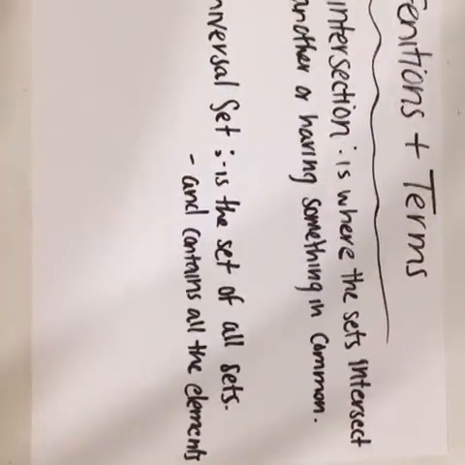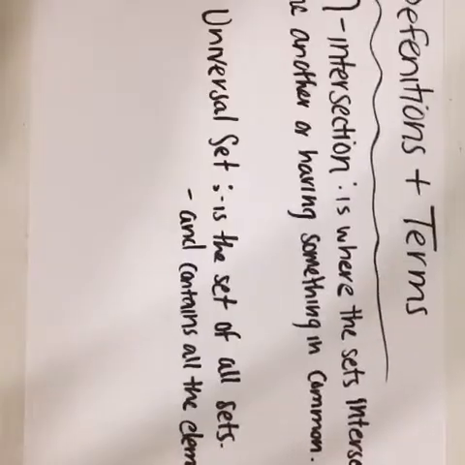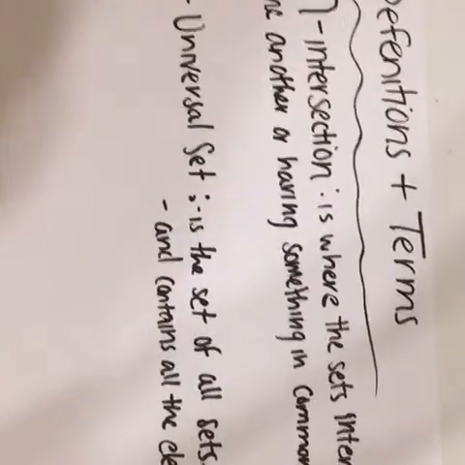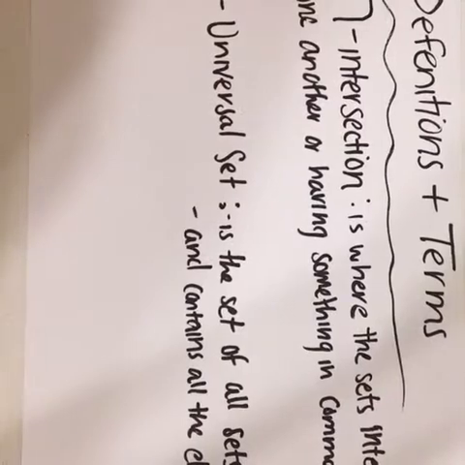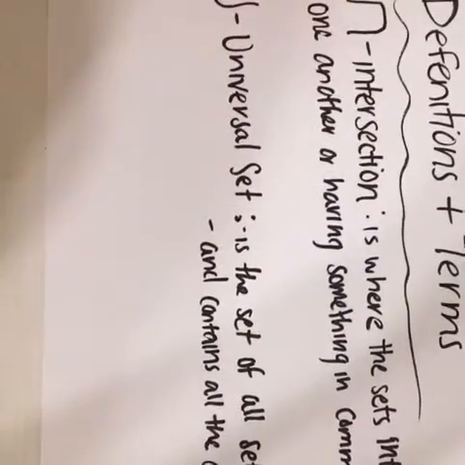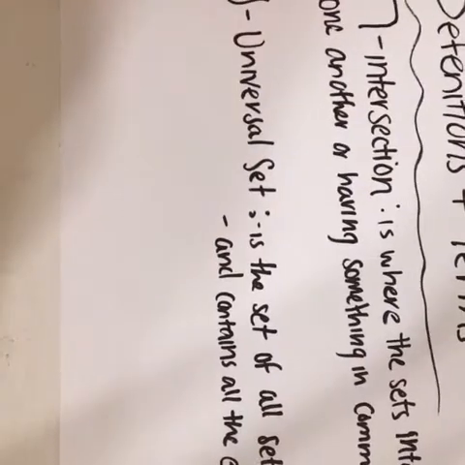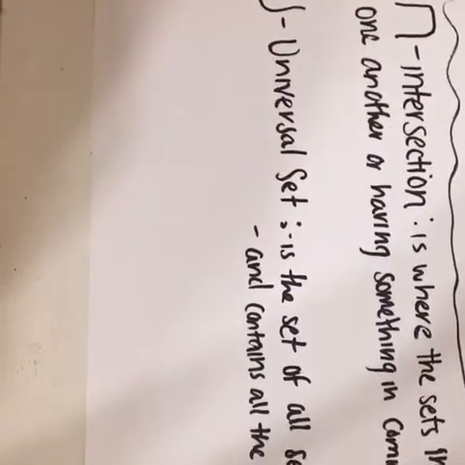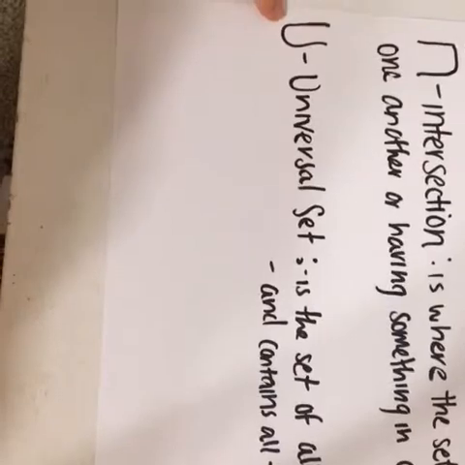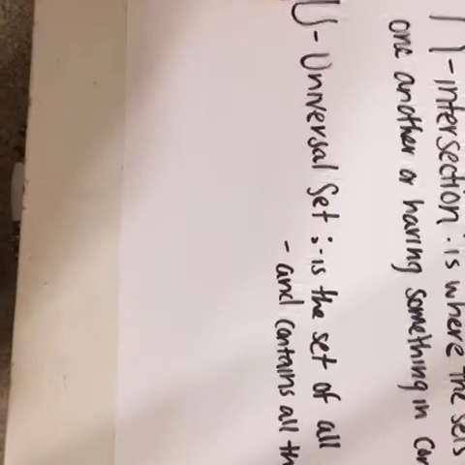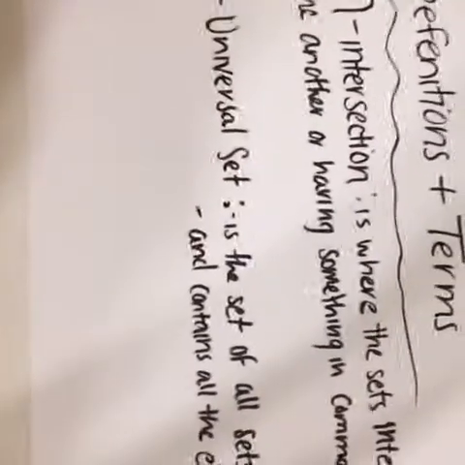Now, before we start on our problem, I'm just going to give some simple definitions and terms. This is the symbol for an intersection. It is where the sets intersect one another or have something in common. This U shape is known as the universal set. It is the set of all sets and contains all the elements.